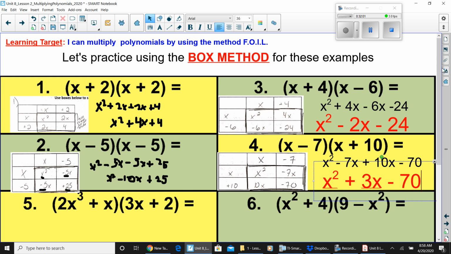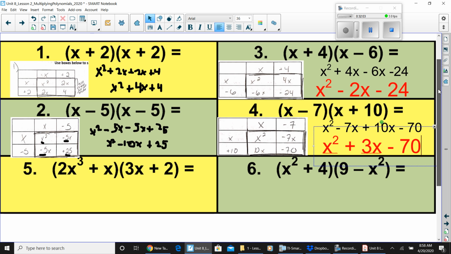Alright, so for number 5, just remember you have that 2x to the third times 3x. That's the first thing that you're going to do with that box method, practicing that box method. But even just looking at it, 2 times 3 is 6, and then x to the third times x to the first is x to the fourth. So you should have for that first one 6x to the fourth, because that's what you're multiplying first. Alright, press pause right now, and we'll come back with the answers for number 5 and 6. Go ahead and do them. Press pause now.